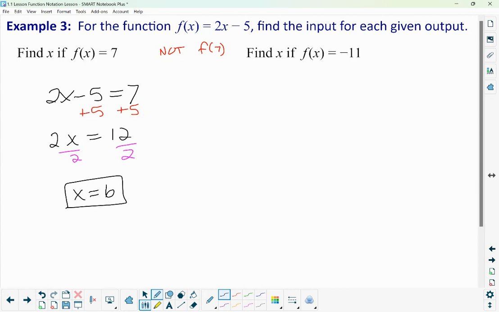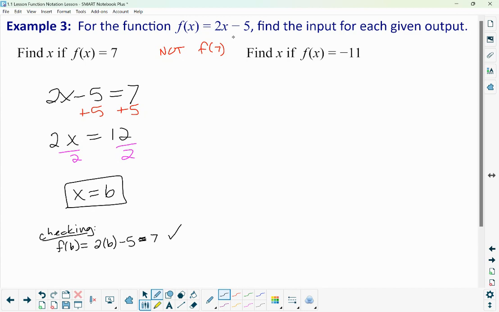If I wanted to check and see if it's true, I could calculate f of 6. f of 6 is 2 times 6 minus 5. Well, that's 12 minus 5. That is 7. So that's just a little mental check. Sorry, my equal sign looks kind of bad there. But this is just checking to see if it works. If you're ever unsure whether your answer is right, you can always check it here.